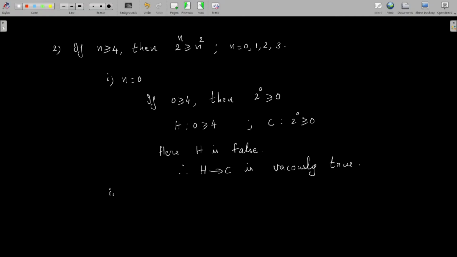Now we consider the second case when n equals 1. Then the implication becomes: if 1 is greater than or equal to 4, then 2 raised to 1 is greater than or equal to 1 square, that is 1.